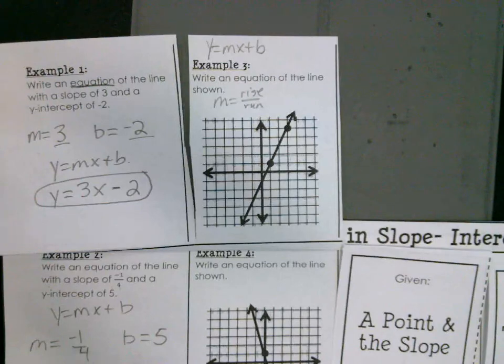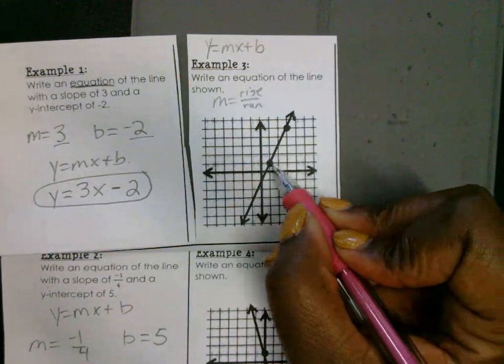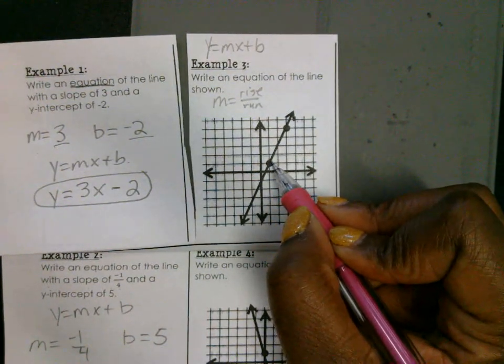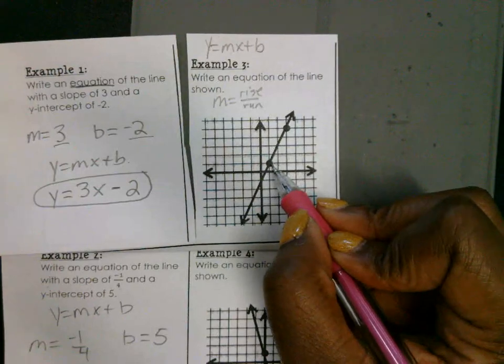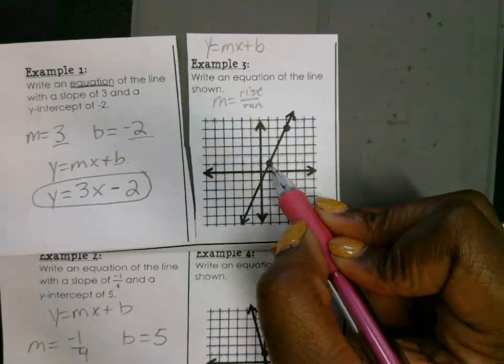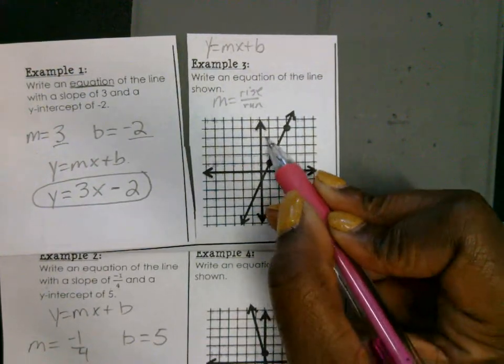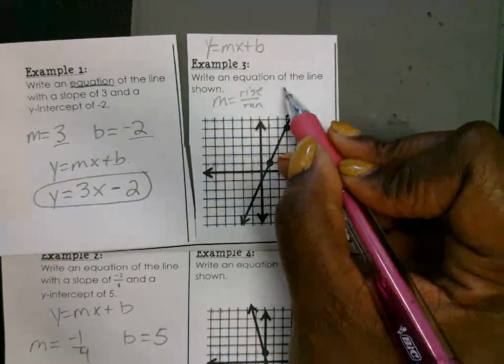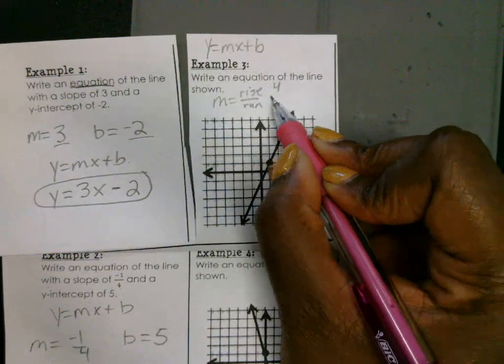So let's find rise over run. Pick 2 points. The points are already chosen for you. You pick 2 points that are on the line, and you're going to count rise over run. I'm going to go from this point to this point. How far do I go up using the grid lines? 1, 2, 3, positive 4. So my top number is a positive 4.